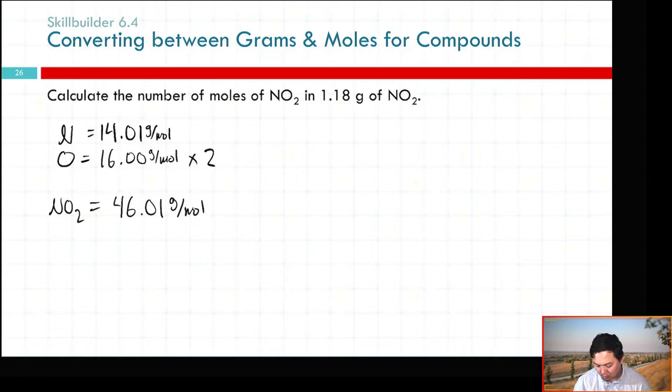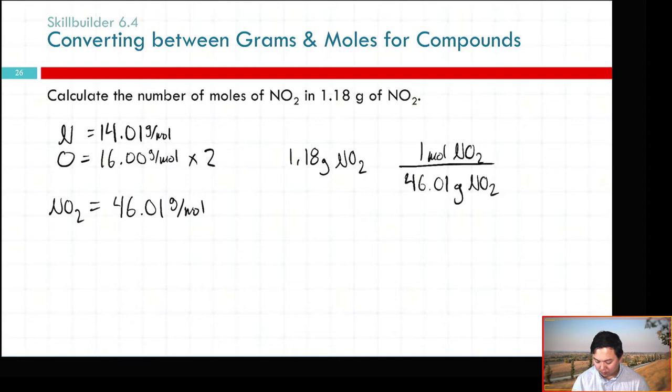So then we just take our 1.18 grams NO2, and then we have 46.01 grams NO2 per 1 mole. So then we'll do 1.18 divided by 46.01. You get three significant figures, so 0.0256. And then I'm just going to write the units down here, since I ran out of space: moles of NO2. Cool. So you'll be doing a lot of these conversions one way or the other, right? You'll be given a number of moles, and it'll say calculate the number of grams of this compound.